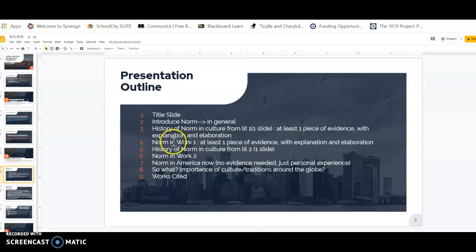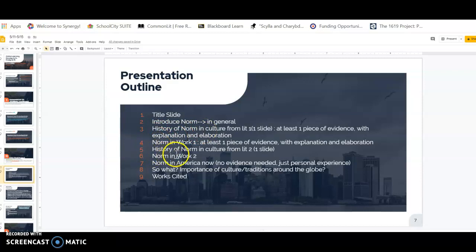So for example, if you did the excerpt from The Namesake, let's say, then here you would be explaining the history of the norm in Indian American culture because the work is The Namesake, which is written by an Indian American author. So for this one, you're explaining in Indian American culture what's the history of the norm, right? So these two are connected in that way.